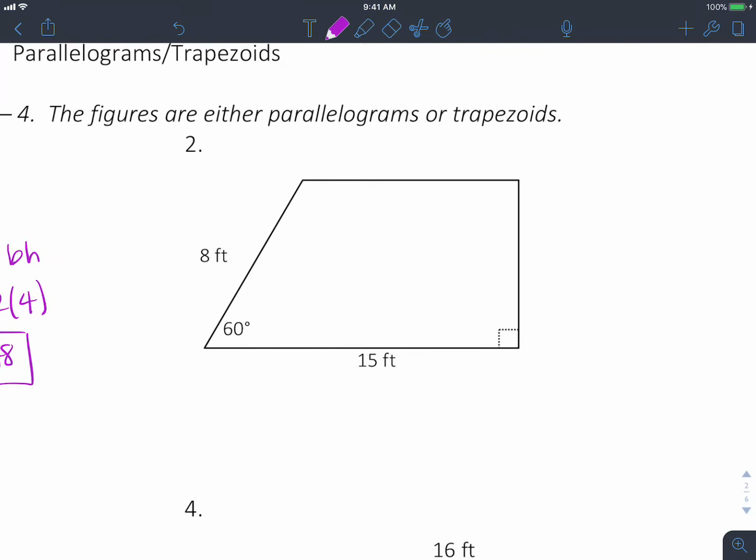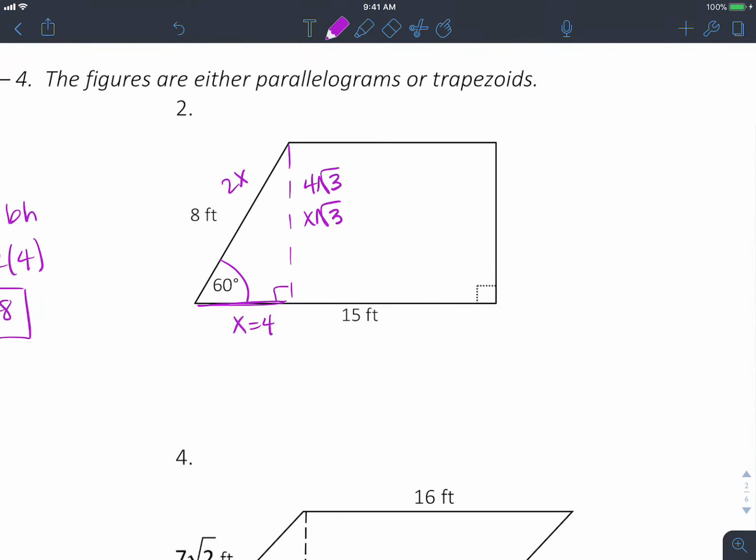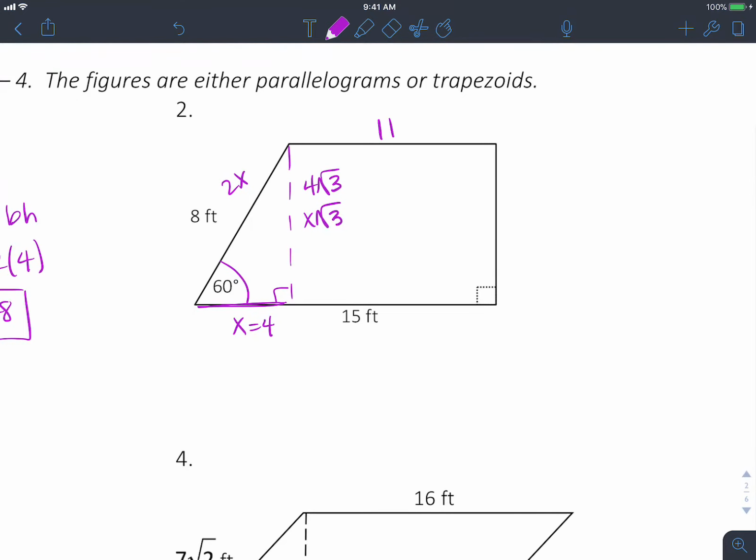All right, number 2. We're going to work number 2 the same way, except now this is a 60-degree angle. So this bottom side is our x, this side is our x root 3, and that side is our 2x. So this bottom distance has a length of 4. So x root 3 is going to be 4 root 3. So using this as a trapezoid, we're going to subtract that 4 from 15. So the base up top is going to be 11.